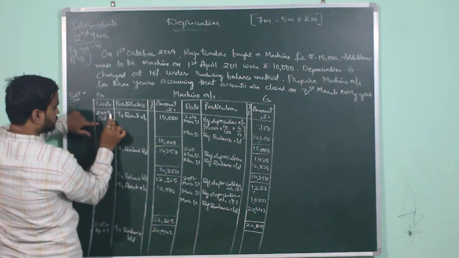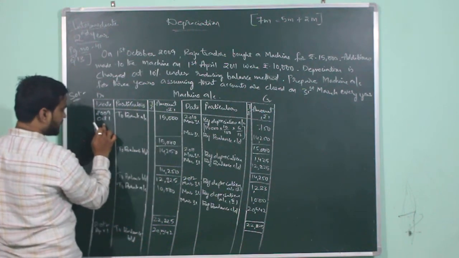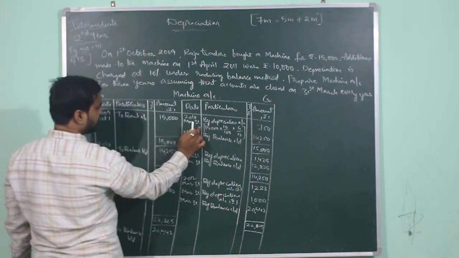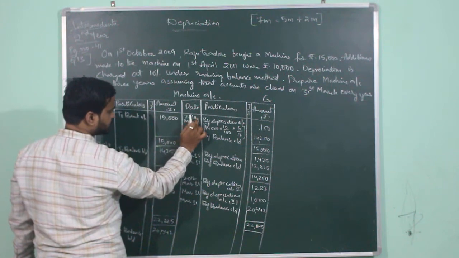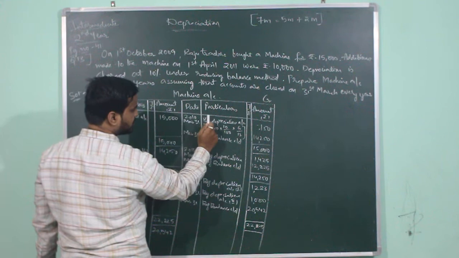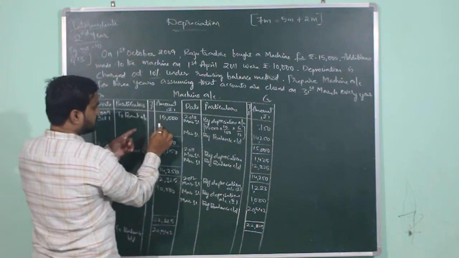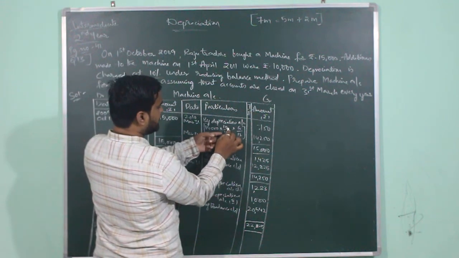Raju Traders are purchasing a machine on 1st October 2009, so the date will be taken as 2009 October 1st. It will be recorded as to bank account 15,000, and this financial year will be ending on 31st March 2010. So the date will be taken as 2010 March 31st, and this time they are required to provide depreciation, which will be recorded as by depreciation account. The rate of depreciation is given as 10%. So 15,000 into 10 divided by 100 works out to be 1500.